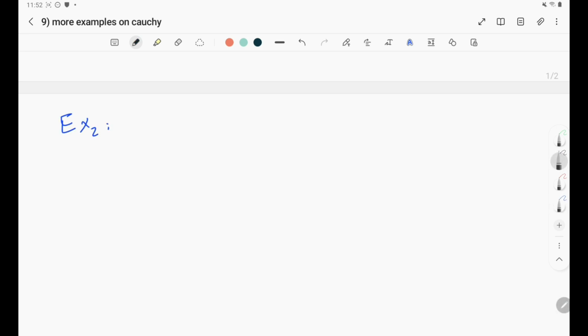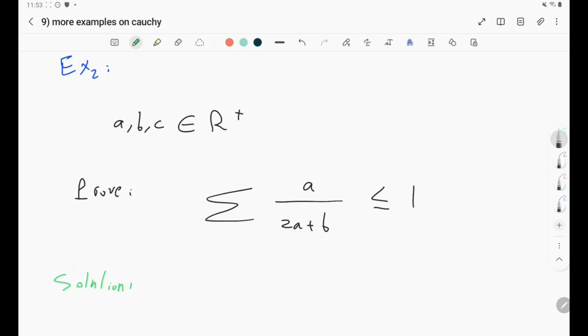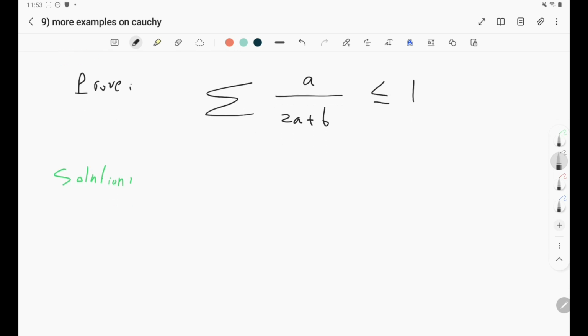So our next example, we have 3 positive numbers, and we need to prove the following: sigma a over 2a plus b is less than or equal to 1. That's it. Okay, what can we do here?